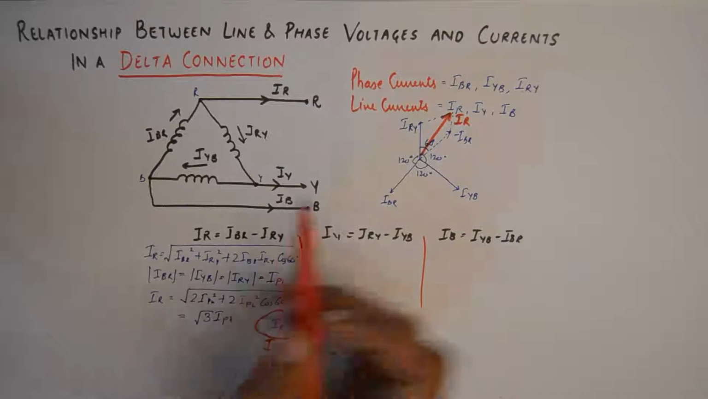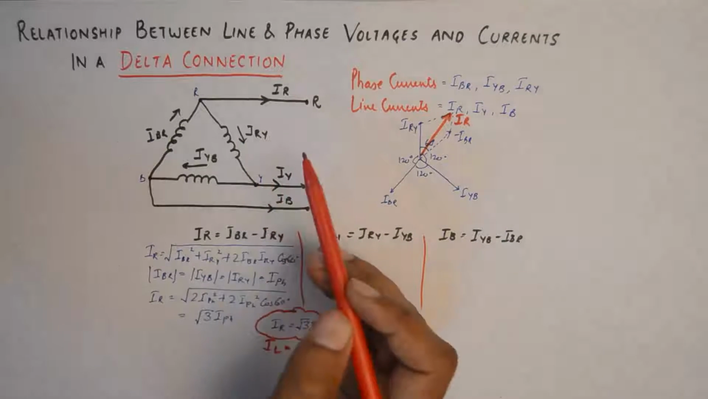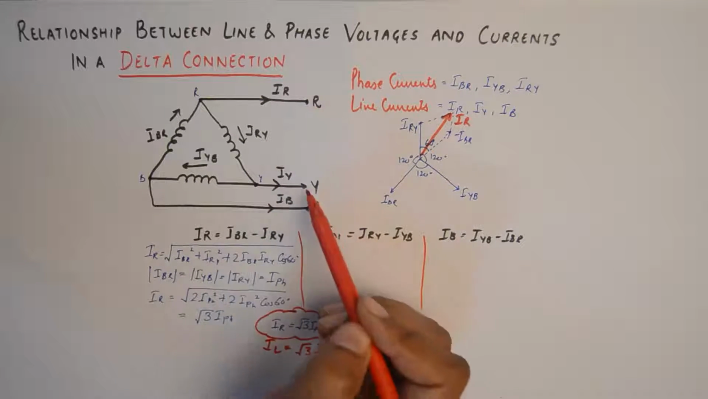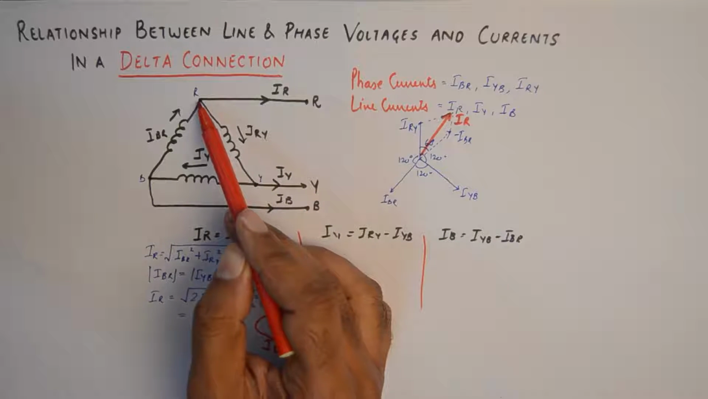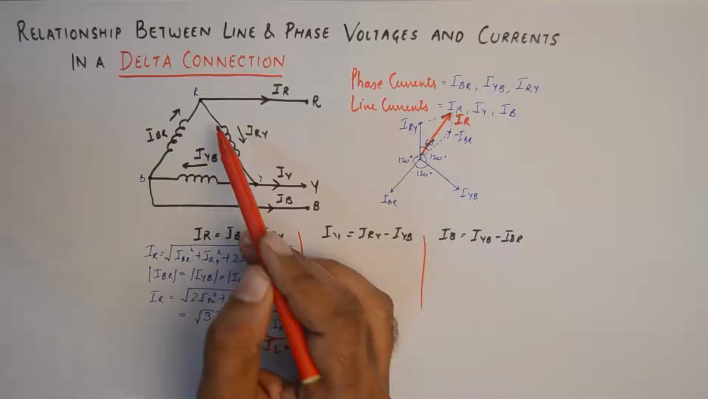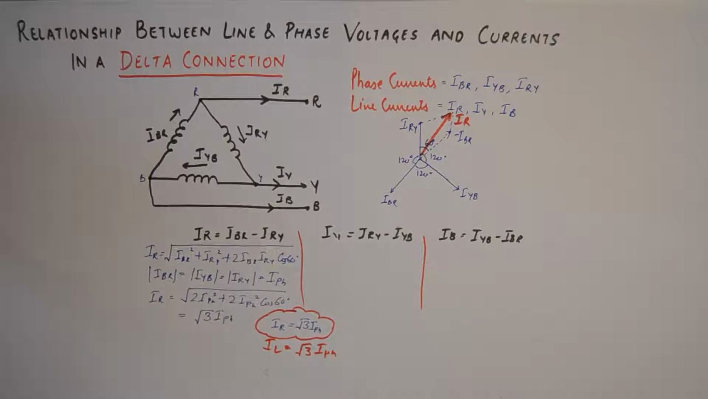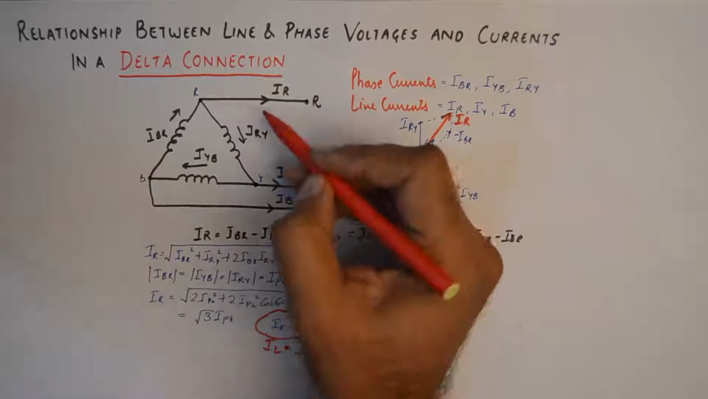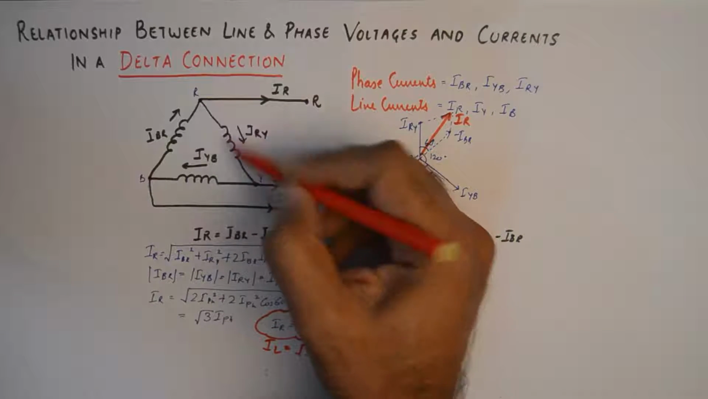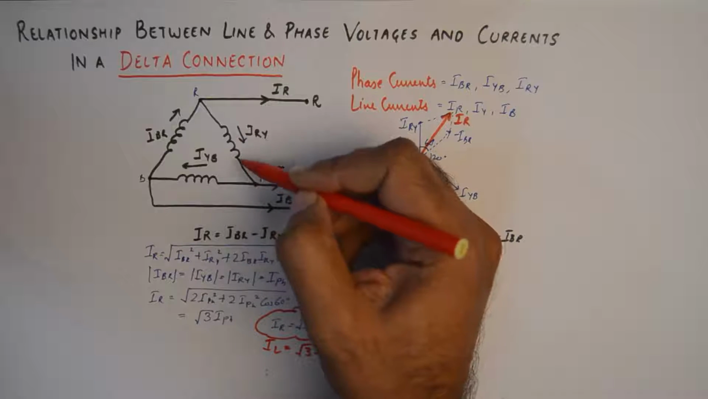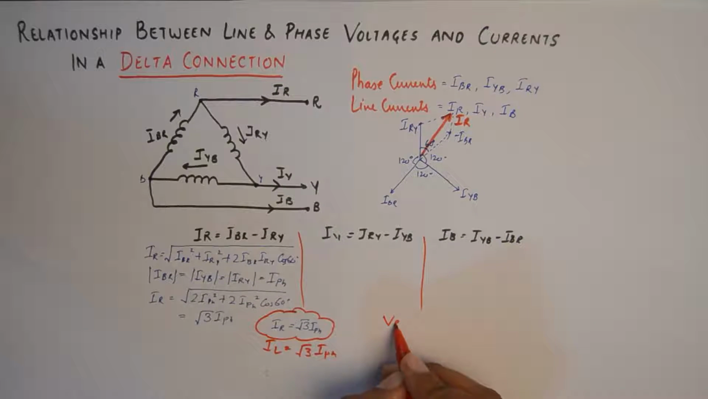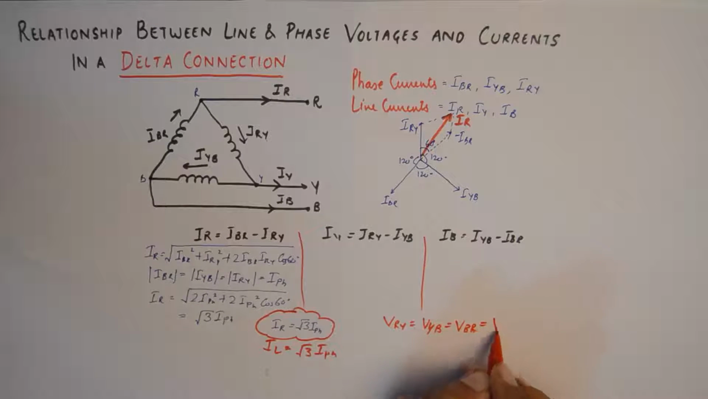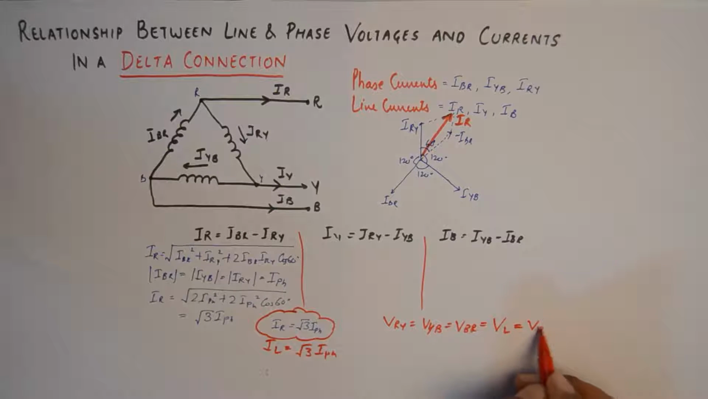And if you look closely, the voltage between two lines R and Y is nothing but the voltage between these 2 points. So the phase voltages and the line voltages will remain the same. There is no difference between the phase and line voltages. You can see by inspection that the voltage between R and Y is going to be the same voltage which is there between this winding. So VRY is equivalent to VYB is equivalent to VBR is equivalent to VL, the line voltage, which is equivalent to the phase voltage.